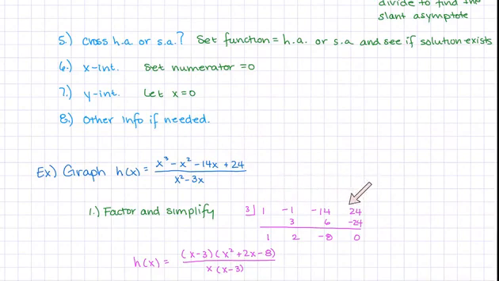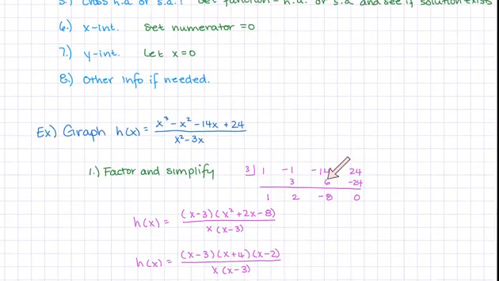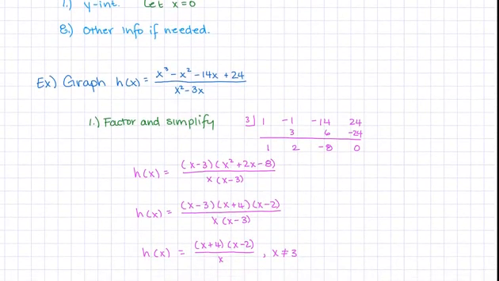So I did my synthetic division, and I was able to factor this down to this right here, x minus 3, and then there's my quadratic, which then factors even further. So I know I have a common factor of x minus 3. So h of x can simplify all the way down to this, but x can't equal 3. So that was my first step.